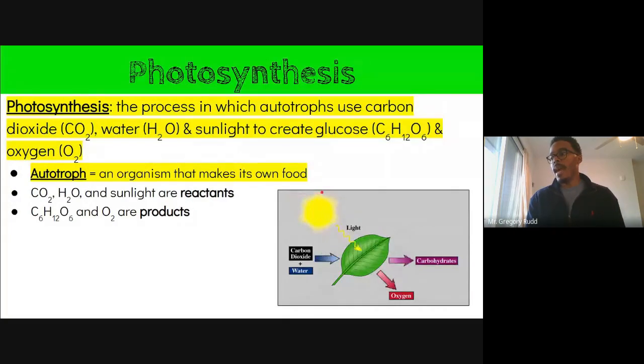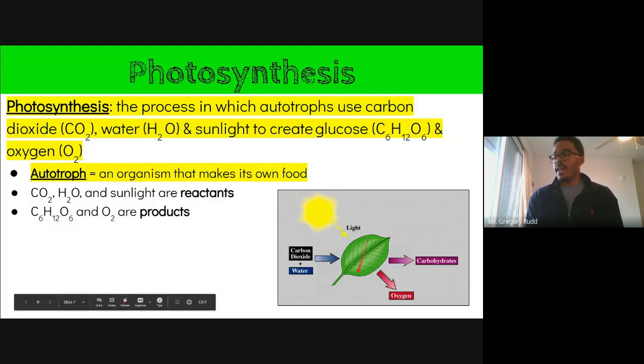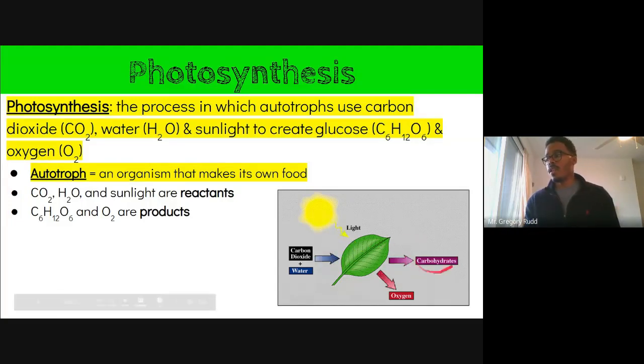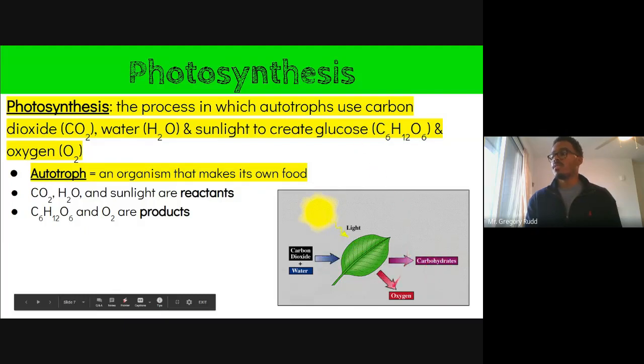This animation captures that well. Carbon dioxide and water and sunlight are needed. The plant, or it could also be algae, it could also be some specific types of bacteria, go through this process of photosynthesis to create carbohydrates like glucose and oxygen.